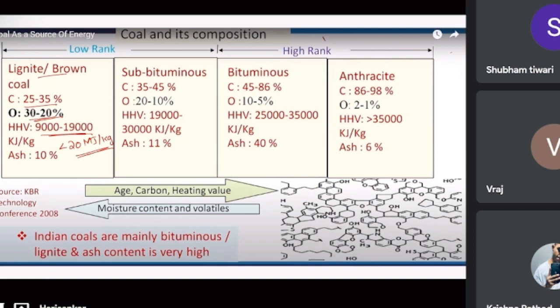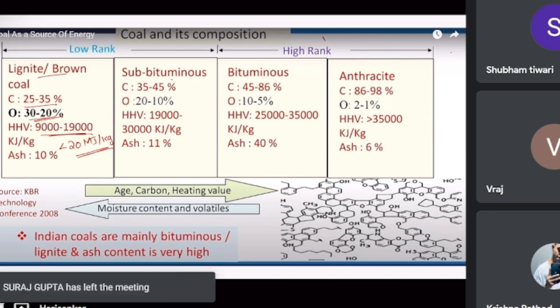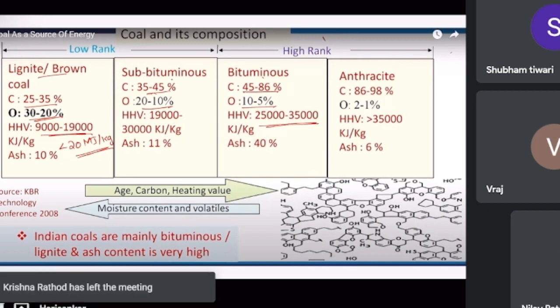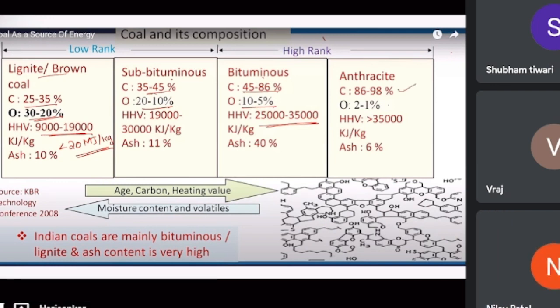Then you go to the sub-bituminous and bituminous range. These are slightly better coals, having slightly higher carbon and slightly lower oxygen content, which subsequently can give energy up to 35,000 kilojoules per kilogram. And then you go to anthracite, which I mentioned is the highest quality coal you can find. Anthracite usually has mostly carbon and a very minute amount of oxygen, and it usually has a calorific value above 35,000 kilojoules per kilogram.